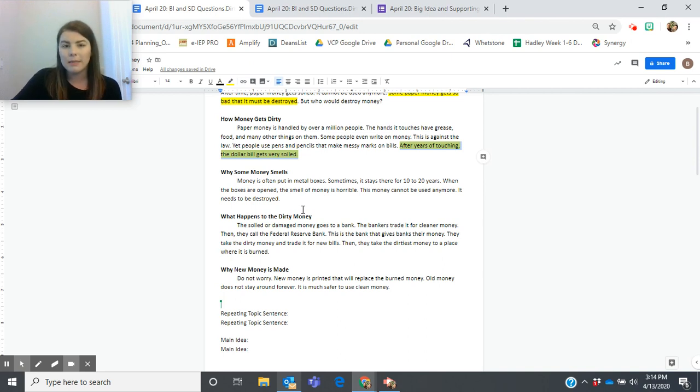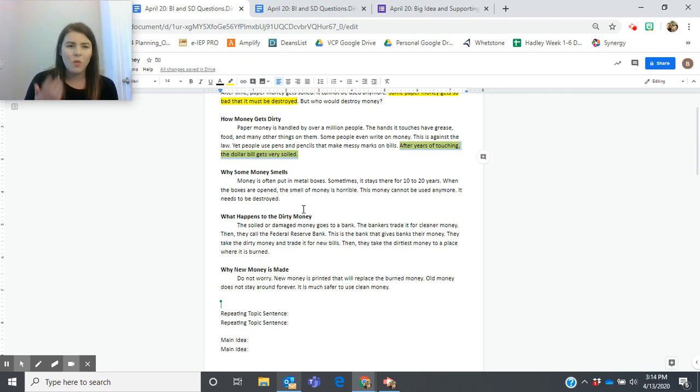Why some money smells. Money is often put in metal boxes. Sometimes it stays there for 10 to 20 years. When the boxes are opened, the smell of money is horrible. This money cannot be used anymore. It needs to be destroyed.